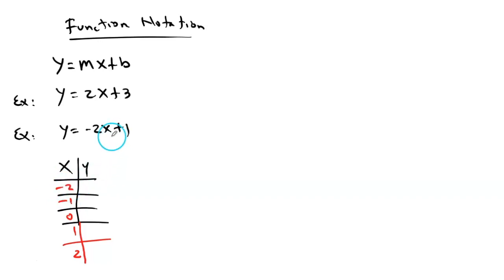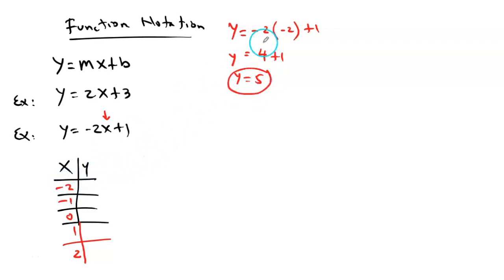What do I do with this? I plug it back into my equation. So I'm going to have y equals negative 2x, in this case x is negative 2, right, plus 1. So I replace the value of x. Then I solve. Negative 2 times negative 2 gives me 4, plus 1 is 5. And when I input the value of negative 2 into my equation, I got 5. And this is my output. This is what I got out of it.